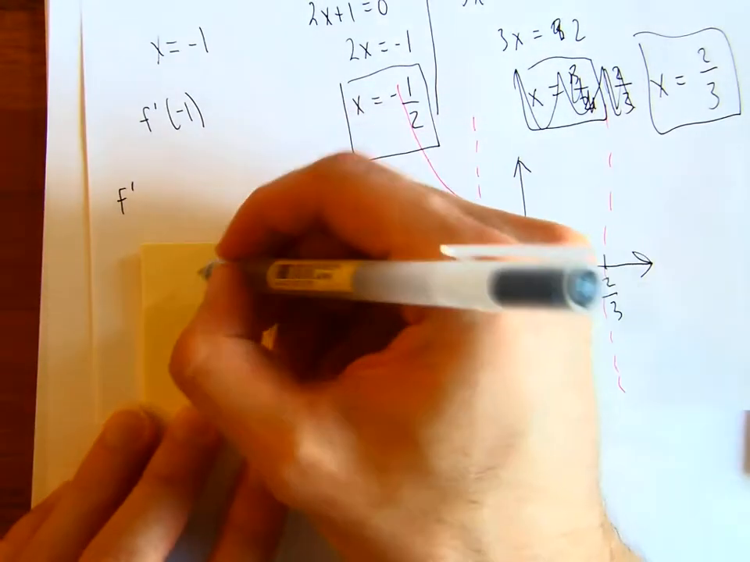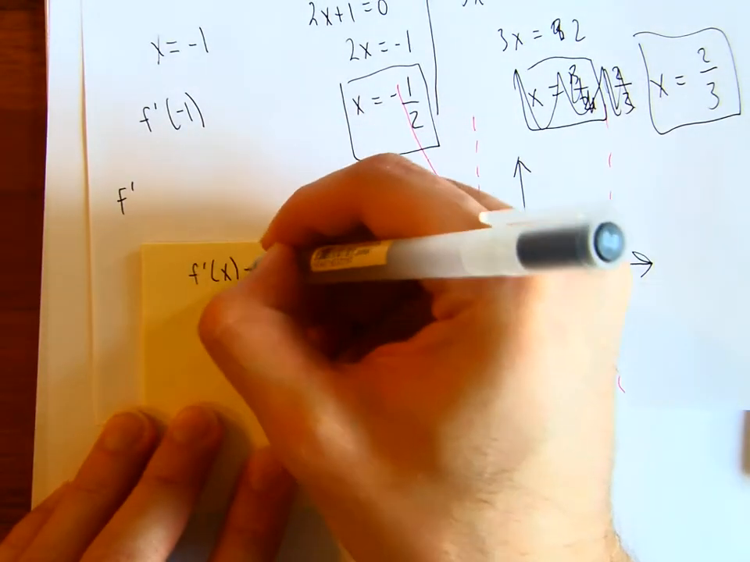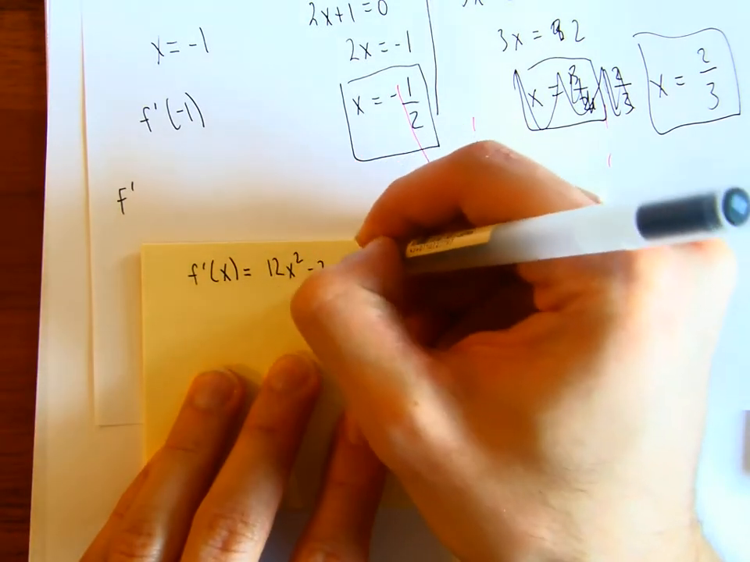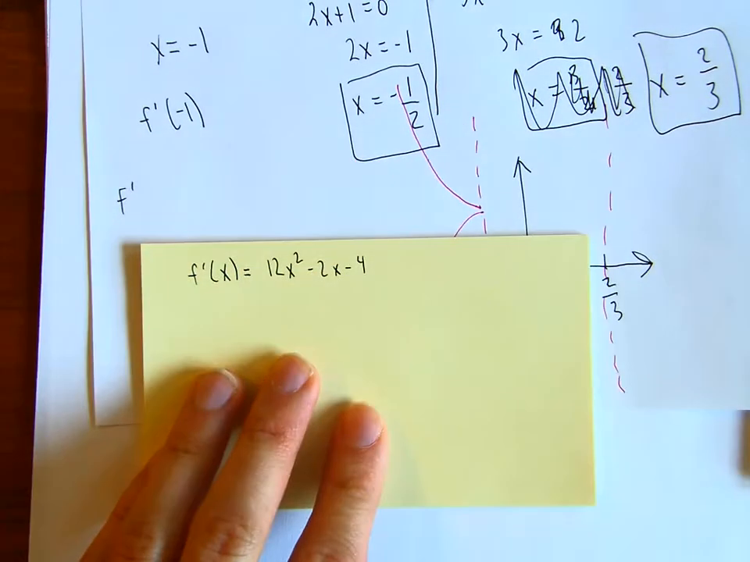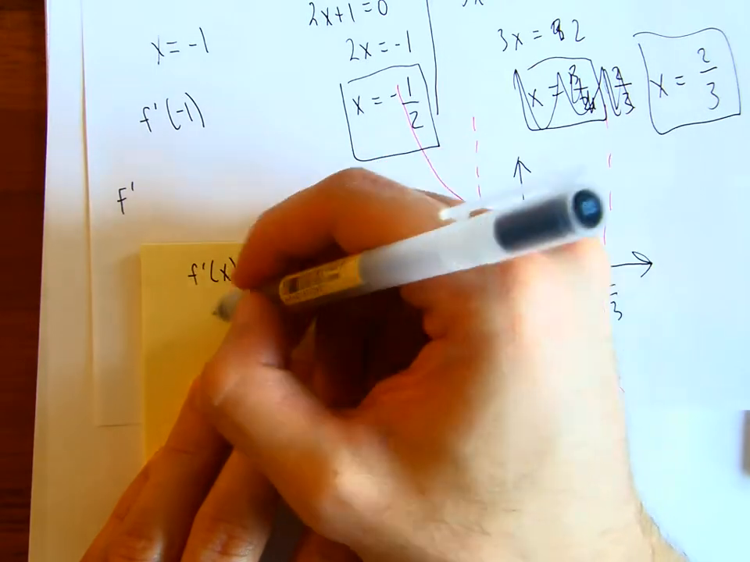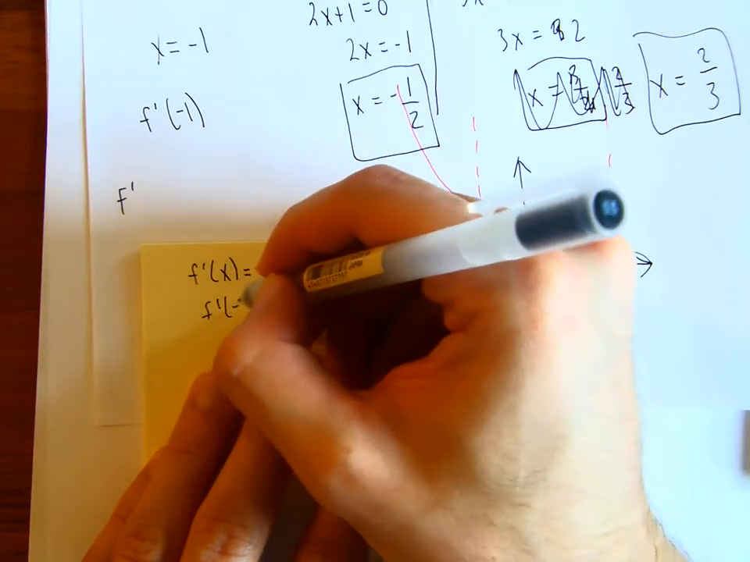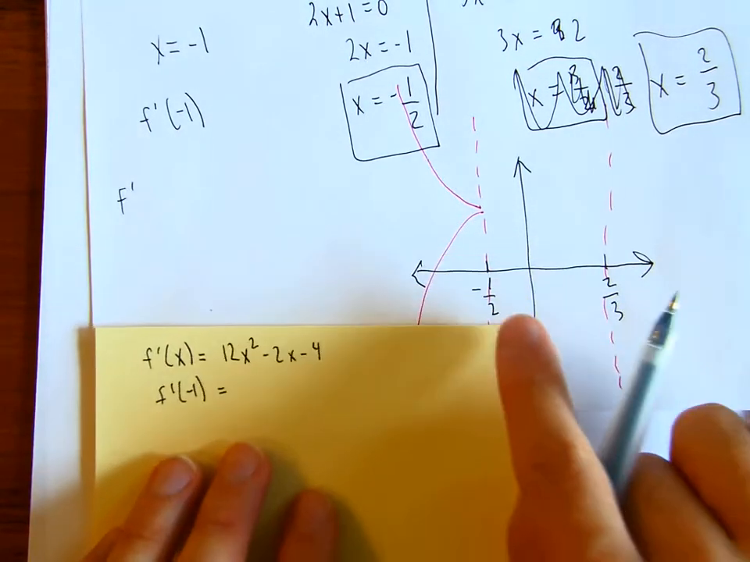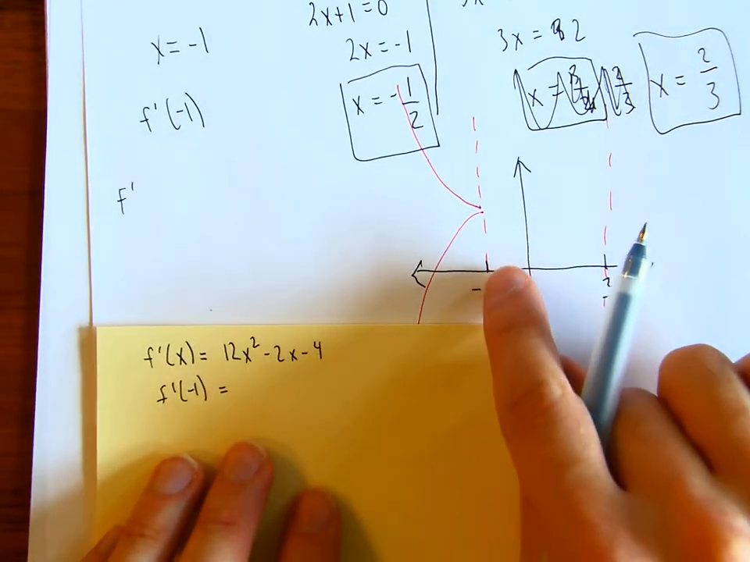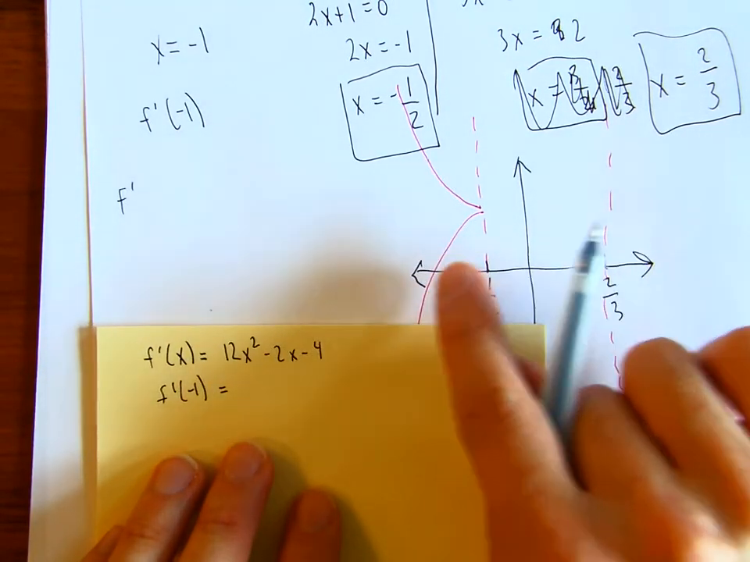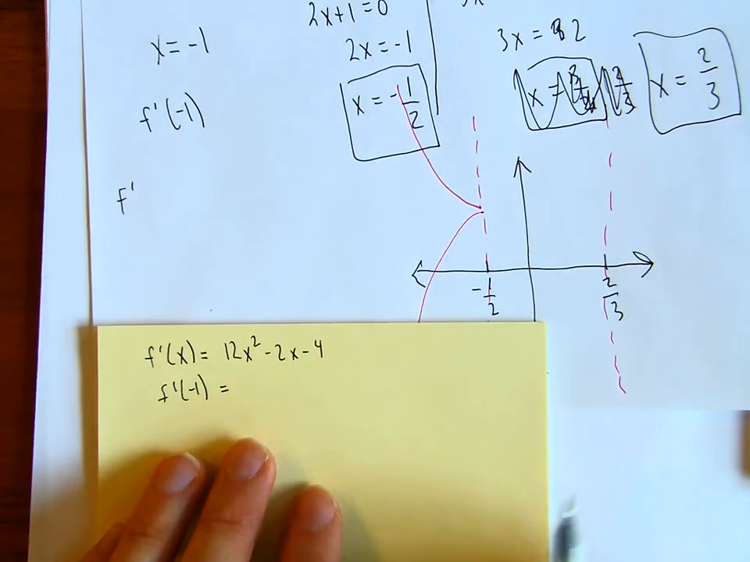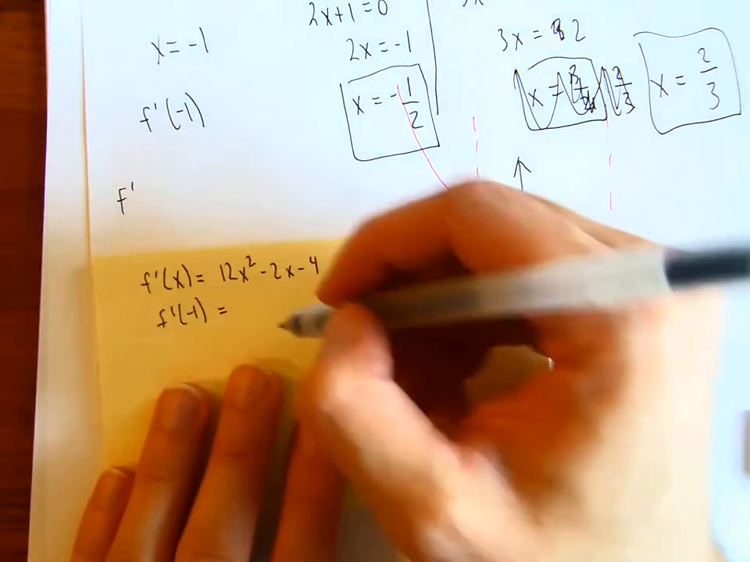We know that f prime of x is equal to 12x squared minus 2x minus 4. So now here, what we want to do is plug in f prime of negative 1. And what's the reason why we're plugging in negative 1? Because we want to test to see if the tangent lines are positive or negative left of negative a half. Okay? So let's see, if we plug in negative 1, what do you get?